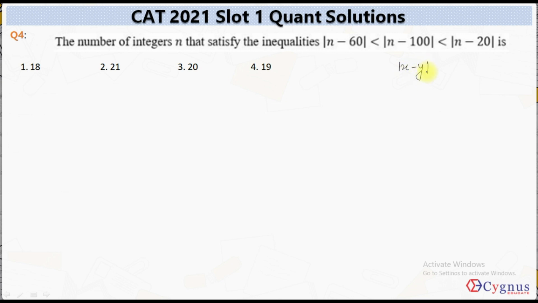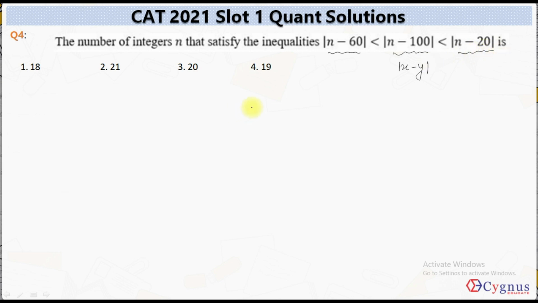Mod of x minus y, इसका मतलब क्या होता है? It means on number line the distance between x and y, irrespective of their signs, whether they are positive or negative. Mod of x minus y means the distance between x and y here. So I'm going to relate n minus 60, n minus 100 and n minus 20.